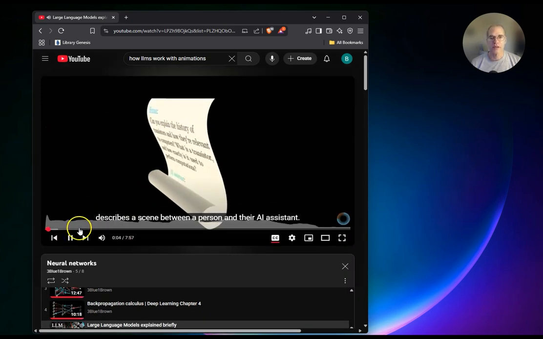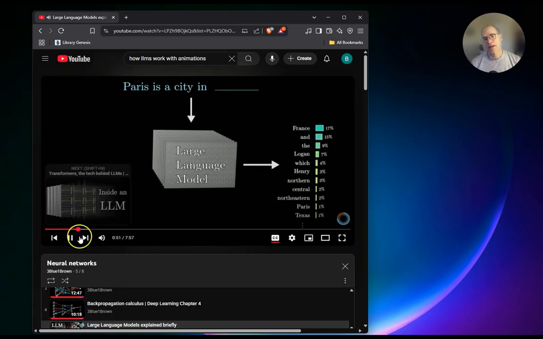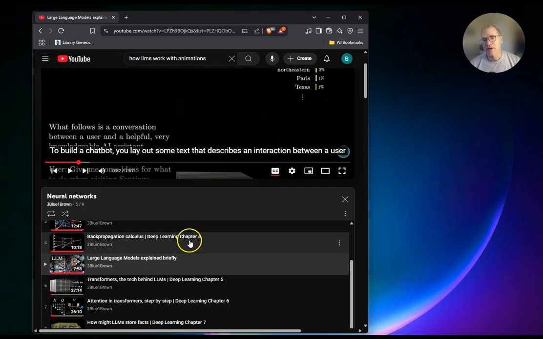He's got some really cool animations about how they work, and he does a good job of explaining it very clearly using these animations. I'd say start with this one called Large Language Models Explained Briefly. It's just 8 minutes long. So that was the original text-based large language model, the one ChatGPT developed several years ago, which changed the whole landscape.